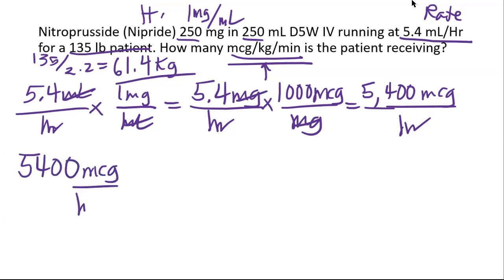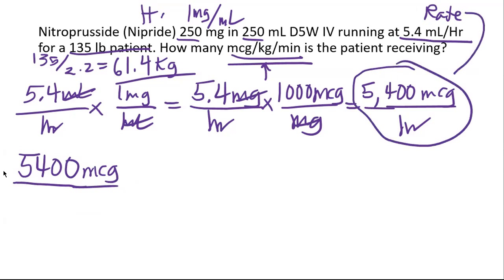micrograms per hour, divided by, this is how much we're giving. Okay, this is actually going into the patient. And so we want to divide it by the patient's weight in kilograms so we can get micrograms per kilogram. Okay, so that's micrograms per kilogram. And that's going to be 5,400 divided by 61.4.